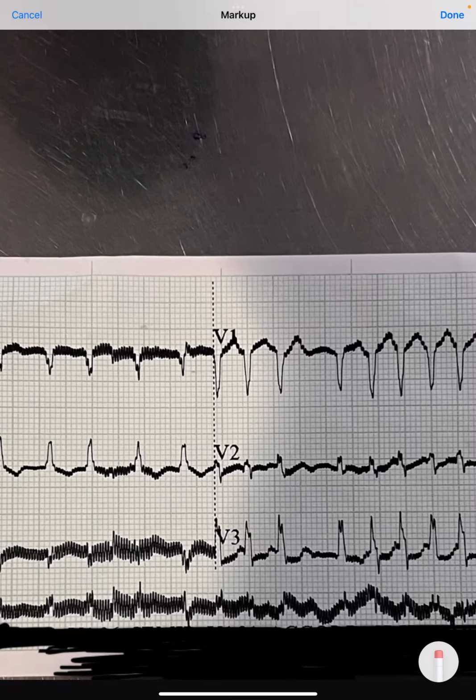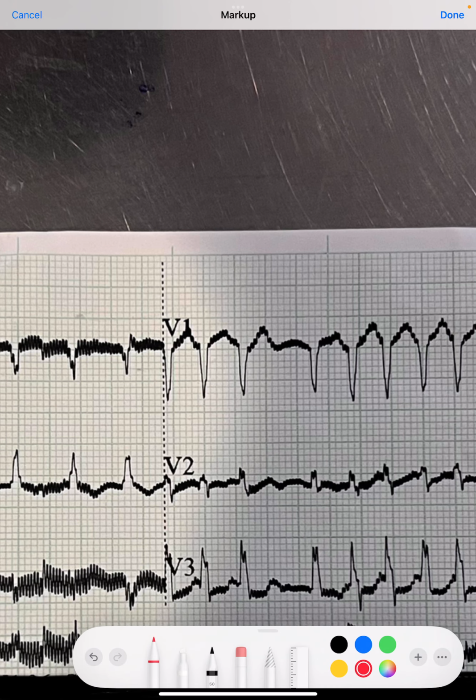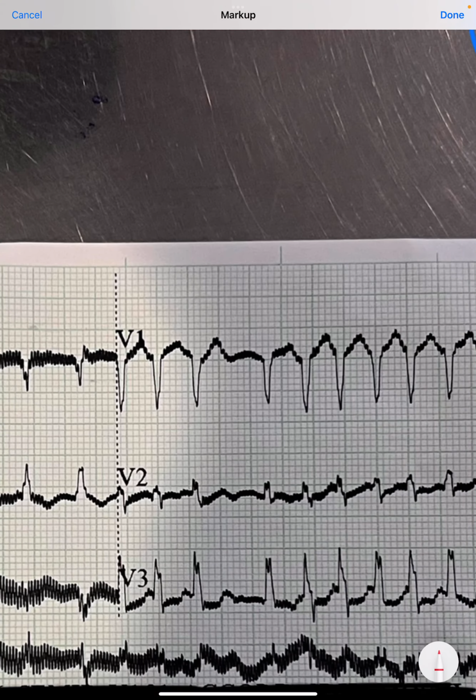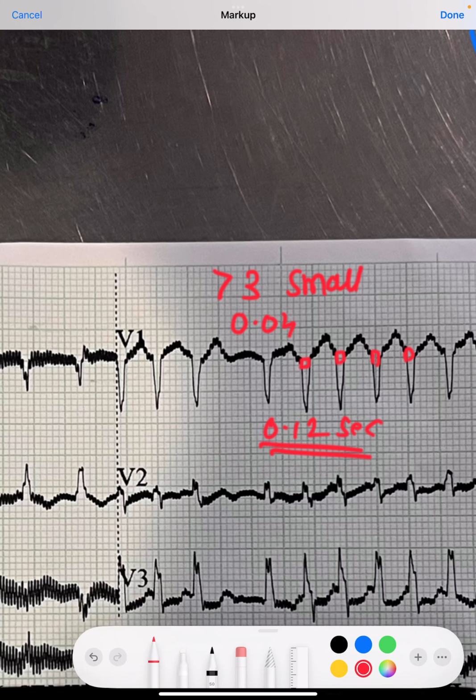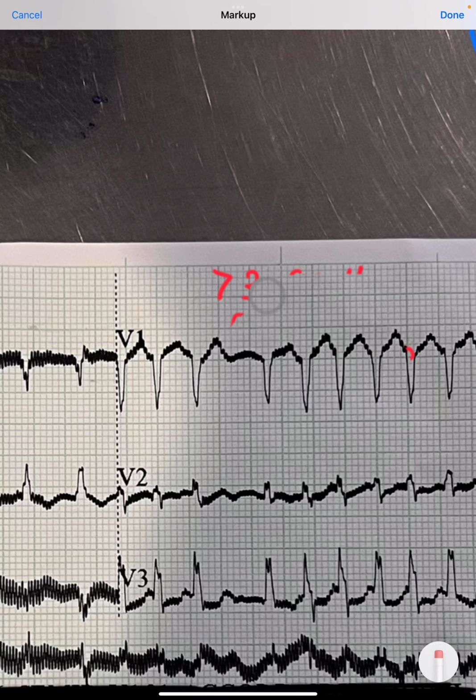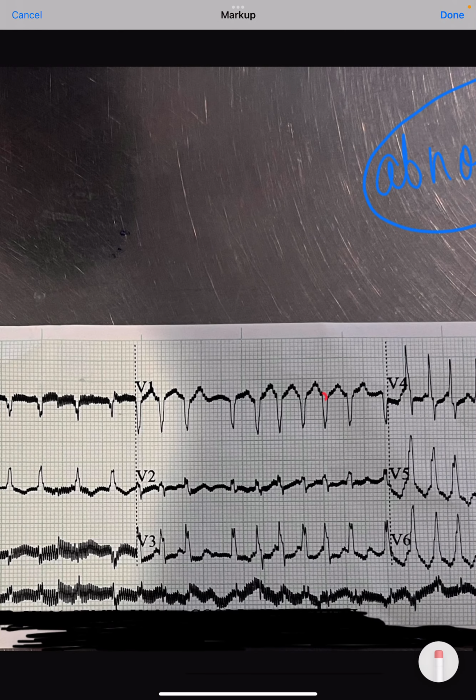This looks like a narrow QRS complex tachycardia. You can see that the QRS is hardly one or one and a half small squares. We call it a wide QRS complex tachycardia if it is more than three small squares, because one small square is around 0.04 second, so more than 3 means 0.12 seconds. So here basically it is a narrow QRS complex tachycardia and the heart rate is more than 200.